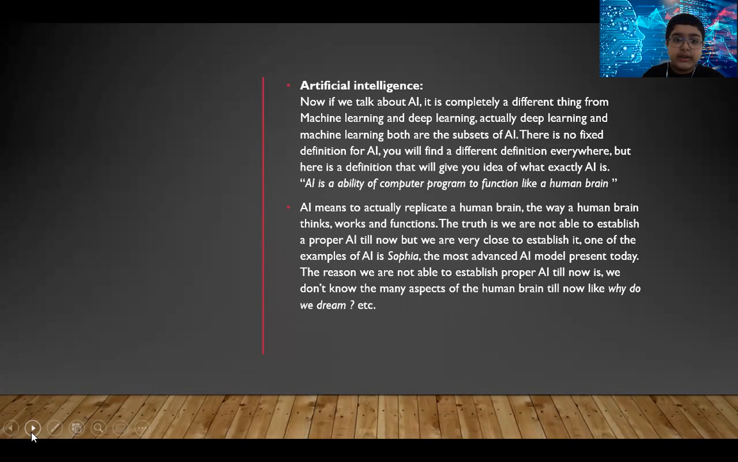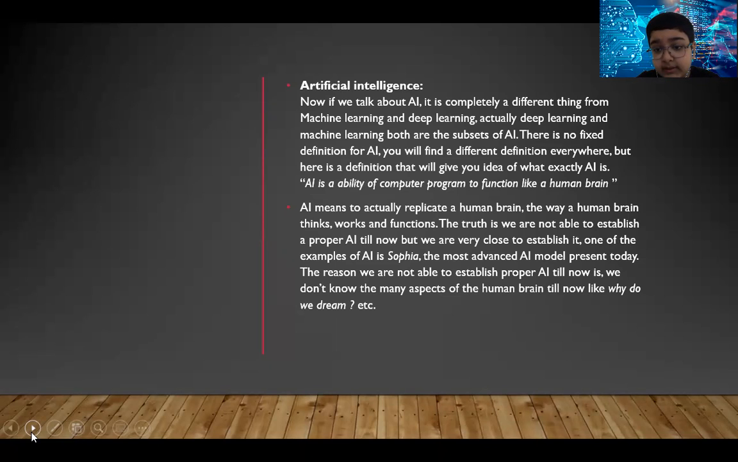Artificial intelligence. Now, if we talk about AI, it is a completely different thing from machine learning and deep learning. Actually, deep learning and machine learning are both subsets of AI. There is no fixed definition for AI. You will find a different definition everywhere. But here is a definition that will give you the idea of what AI is. AI is the ability of a computer program to function like a human brain. AI means to actually replicate a human brain, the way a human brain thinks, works, and functions.